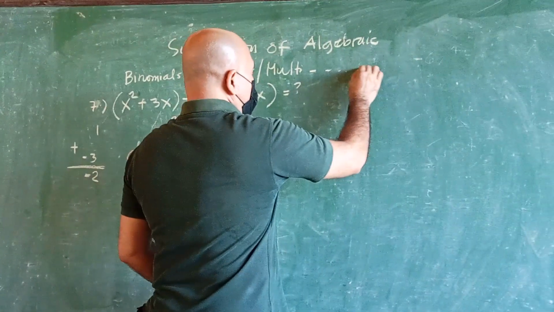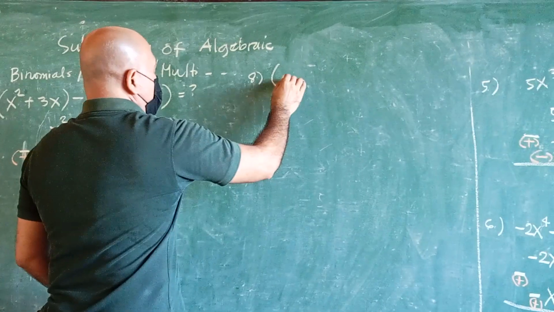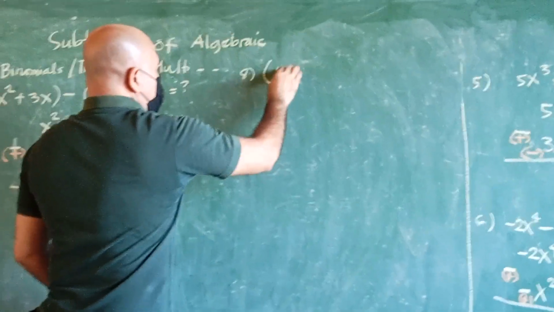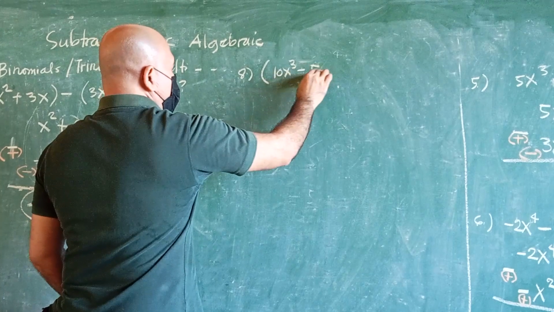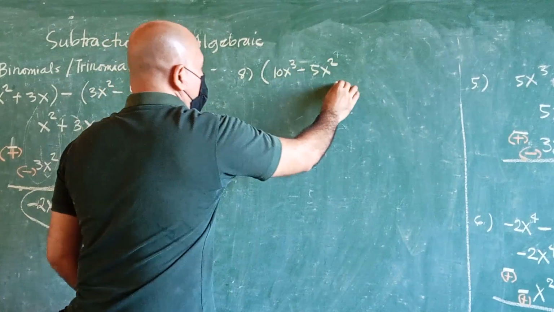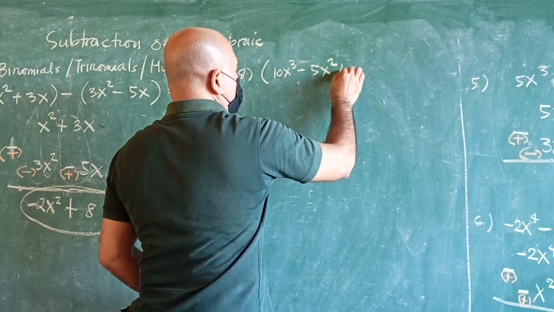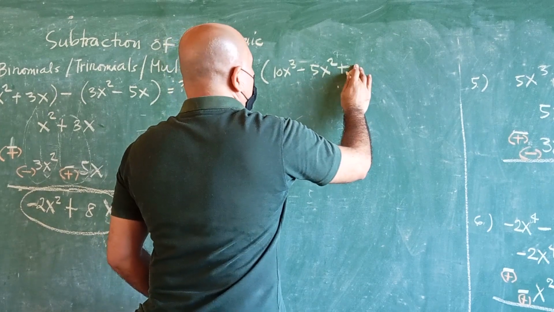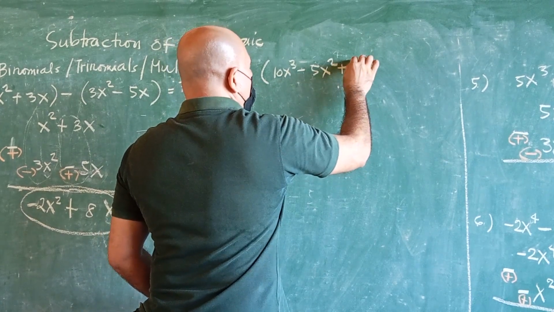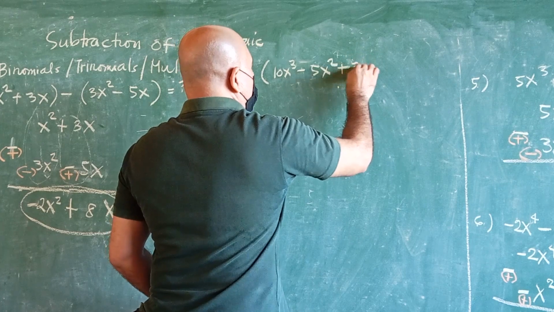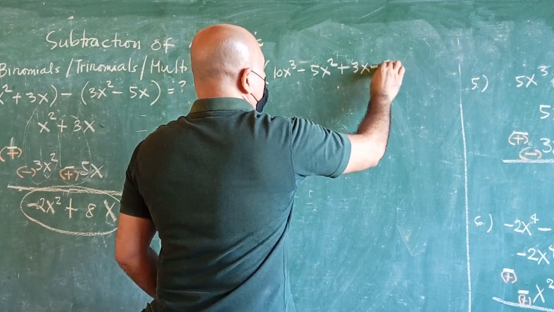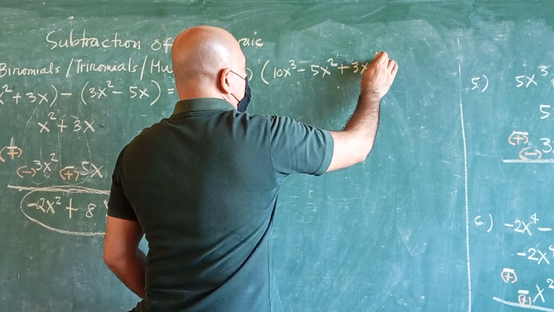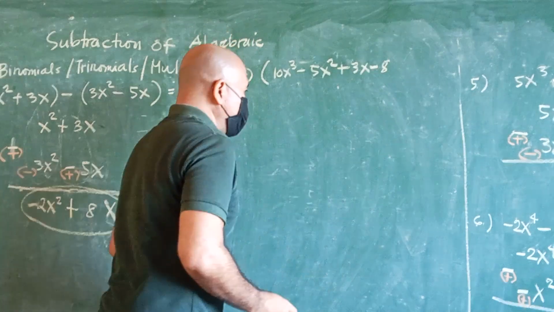Supposedly, for the next example, it will be 10x cubed minus 5x squared plus 3x minus 8. That's a multinomial.